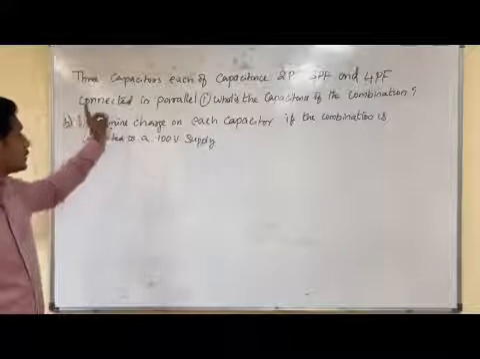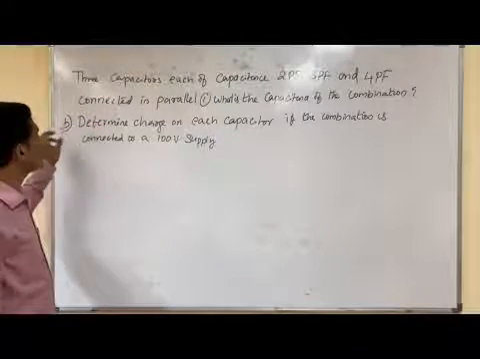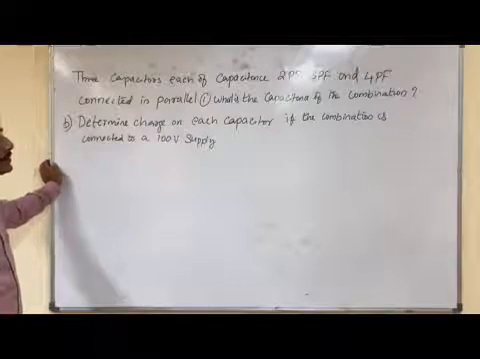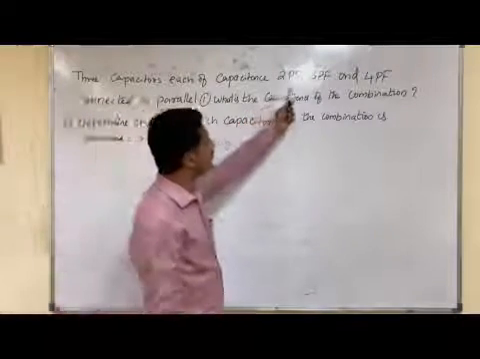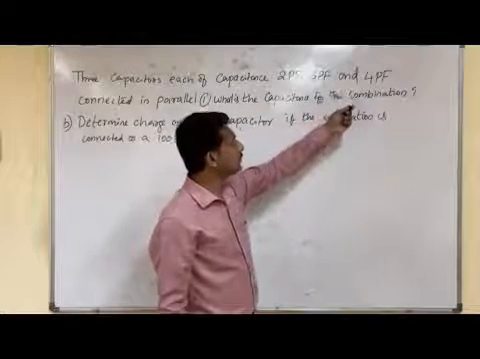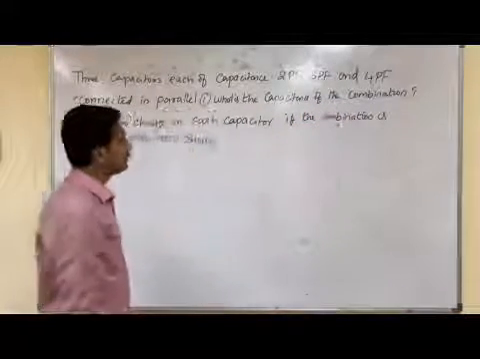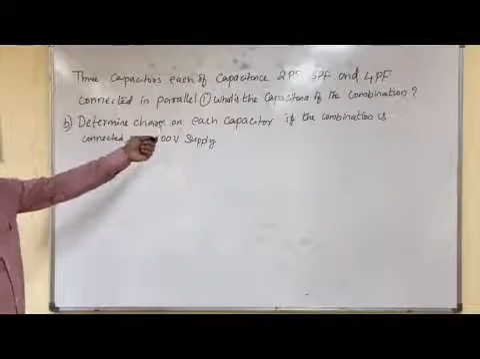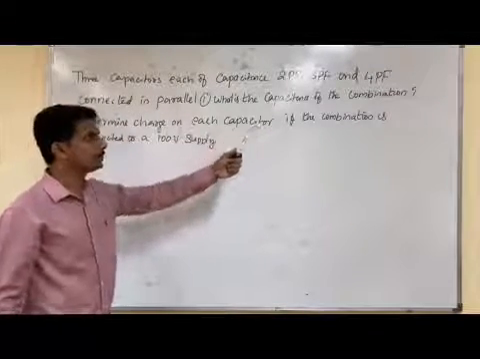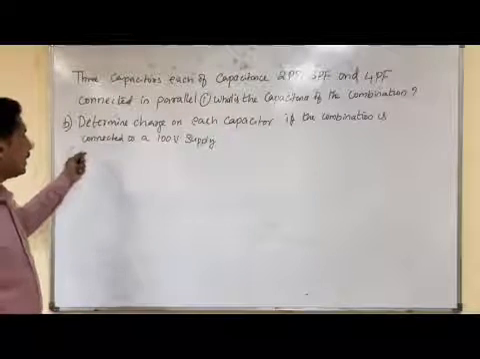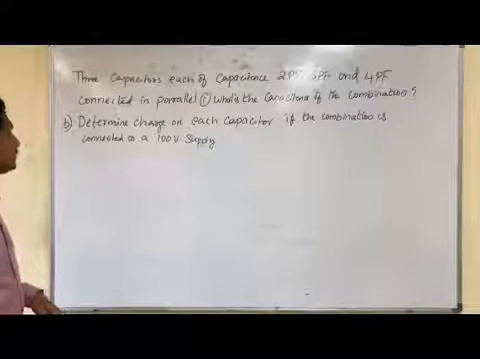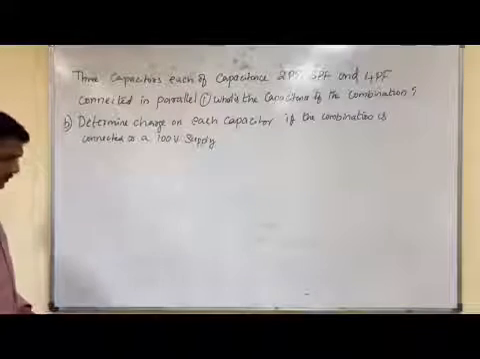Here I have written a question. Three capacitors, each of capacitance 2 picofarad, 3 picofarad and 4 picofarad, are connected in parallel. What is the capacitance of the combination? And determine the charge on each capacitor if the combination is connected to a 100 volt supply.